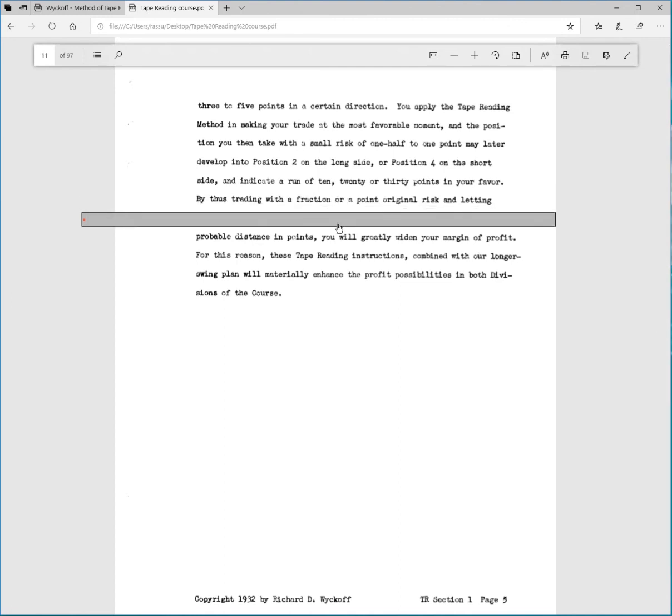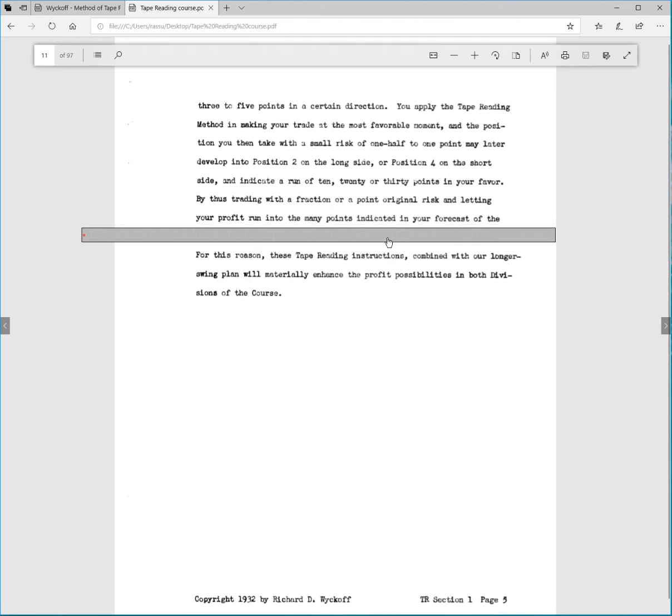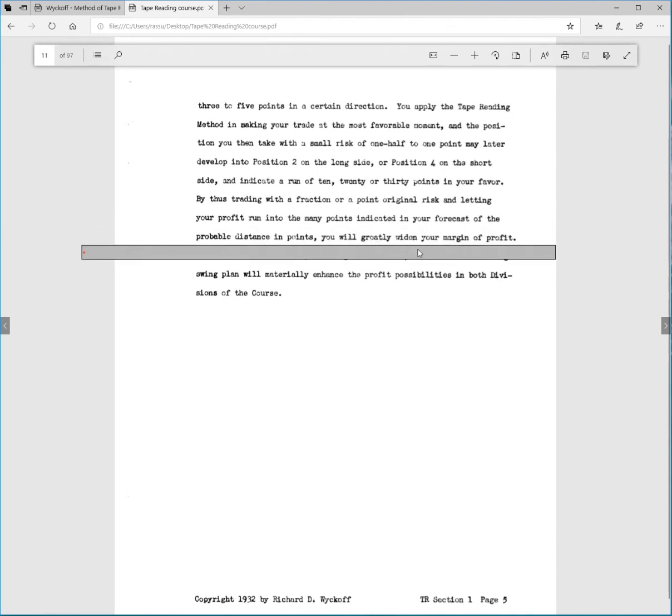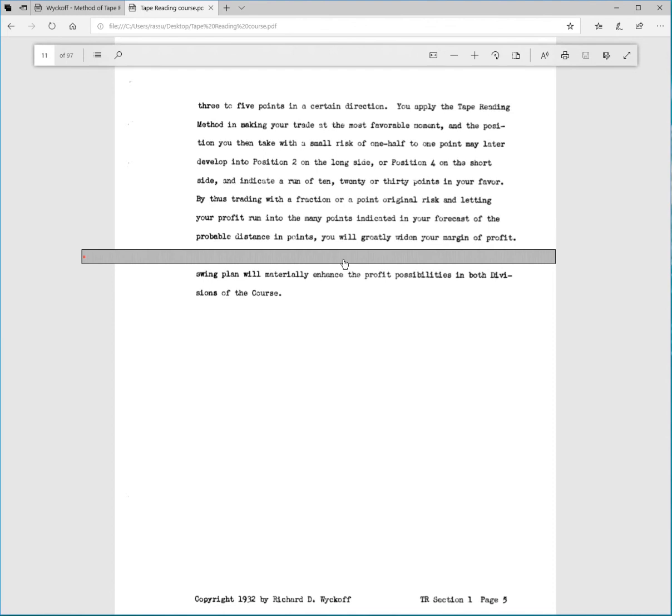And thus trading with a fraction of a point of original risk and letting your profit run into many points indicated in your forecast of the distance. You see? Many points versus a fraction of a point. You greatly widen your margin for profit. So this is why he did division 2. Division 2 is the entry method. Division 1 is picking the stock, etc., etc.